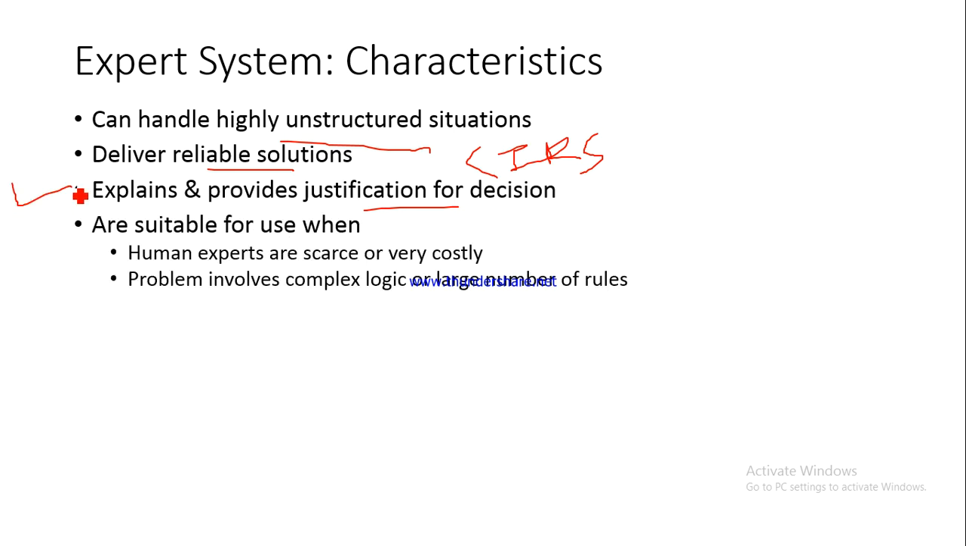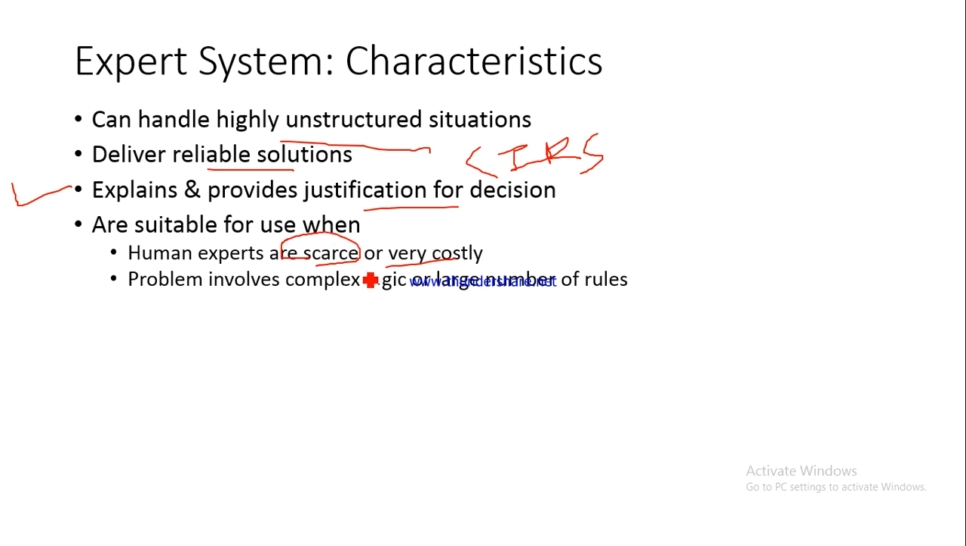And expert systems are suitable for use when? When are you going to use the expert systems? Naturally, when human expertise is scarce, you do not have a sufficient number of human experts. So then you basically delegate this task of finding solutions to such unstructured situations to the expert system, because the human experts are not to be found easily. They are rare, or they are very costly. Naturally, if they are rare, they would be charging more. So you don't want to spend that much money on a regular basis. So you do what? You install an expert system.